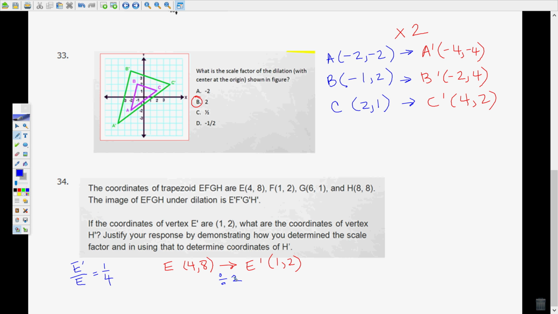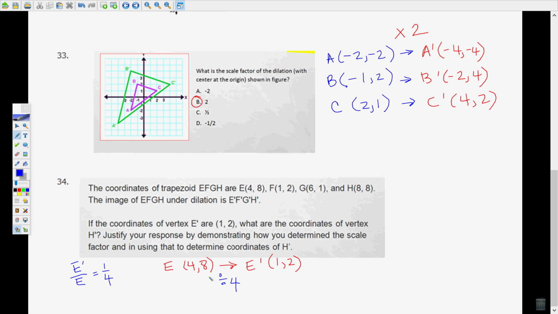And I did not mean to put a 2 here, I apologize. To go from 4 to 1 and from 8 to 2, you divide by 4. You do not divide by 2. I don't know if I said 2 and wrote 4, or if I actually said 2 and wrote 2, but this should be a 4. Excuse me, glad I caught that.